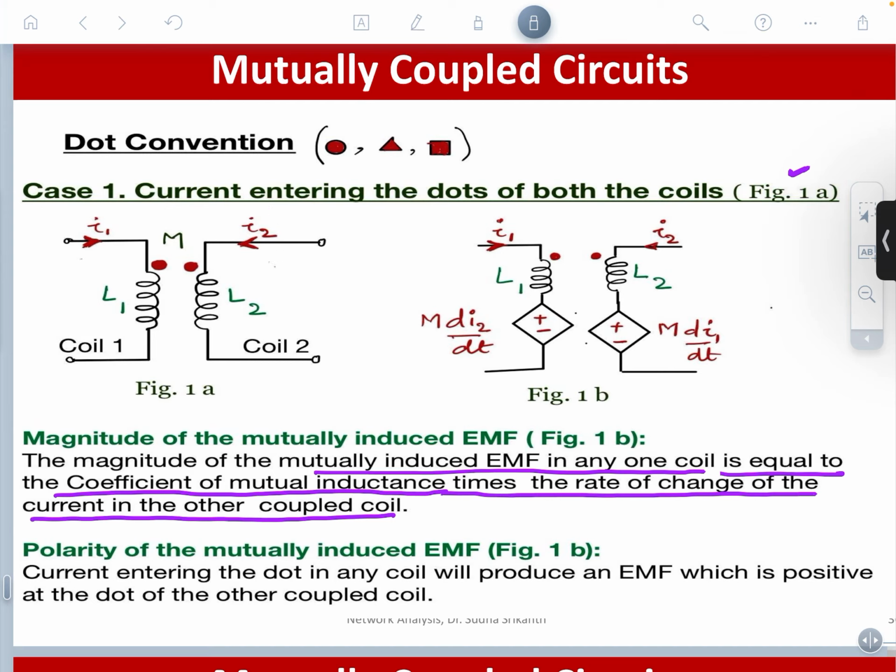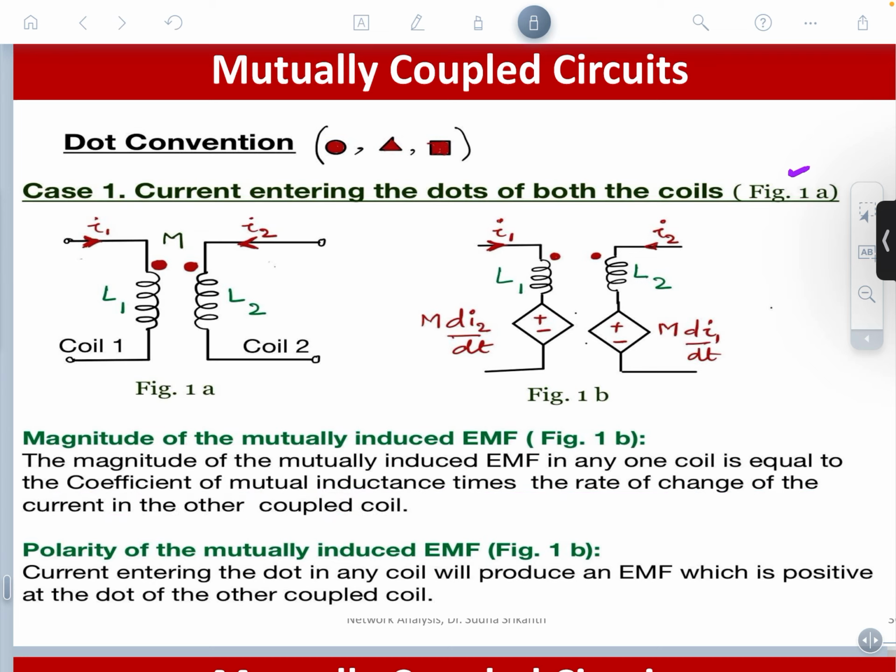The question is how to take the polarity. Polarity is determined by the position of the dots. Where are the dots present? In this case, the current, if you can see, is entering the dots. Our dots are present at current entry points. This is where current I1 is entering, and this is where current I1 is leaving, the undotted end. Current I2 is also leaving the undotted end. I2 is also entering the dot, and I1 is also entering the dot. This is very evident from the diagram, from figure 1a itself.